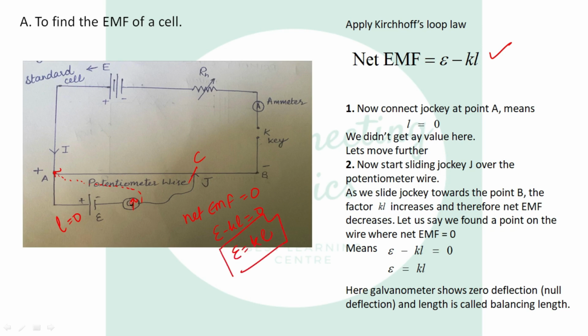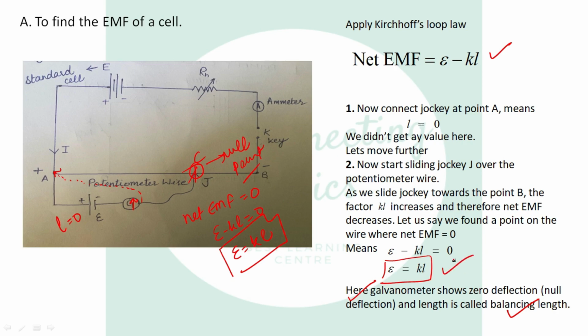That means the potential difference across A and C becomes equal to the EMF of that cell. Both are at the same potential, so no current flows through the galvanometer, and the galvanometer shows zero deflection. This is called null deflection, and the length where we get zero deflection in the galvanometer is called the balancing length. The point where we get zero deflection is called the null point. So this is how we measure the EMF of the cell, E equals K into L.